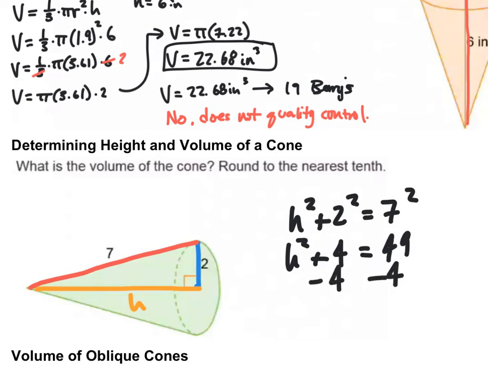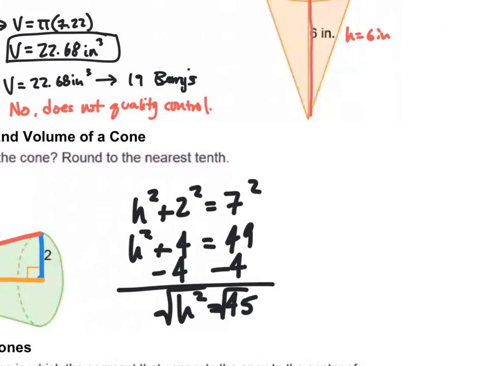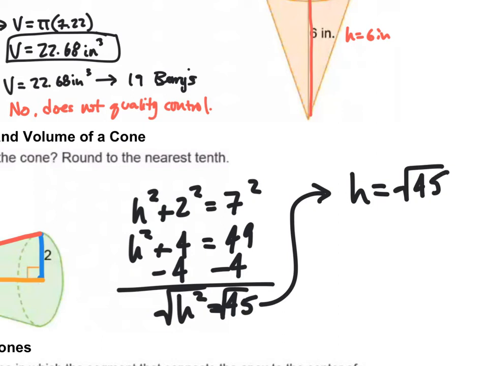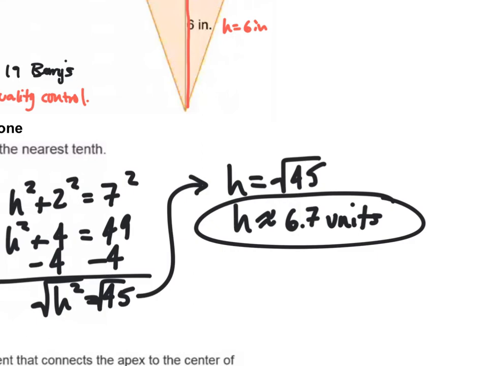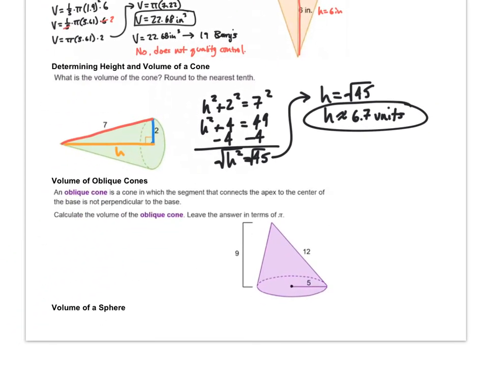I'm going to subtract 4 from both sides. So we get that our height squared is equal to 45. So if I take the square root of 45, we're going to round this to the nearest tenth. My exact value would be the square root of 45, but my height is approximately 6.7 inches. Or what is it, centimeters? What are we doing here? Whatever, units. 6.7 units. Okay, and that's the height. Okay, so we do have right triangles, and that's what we'll be using.